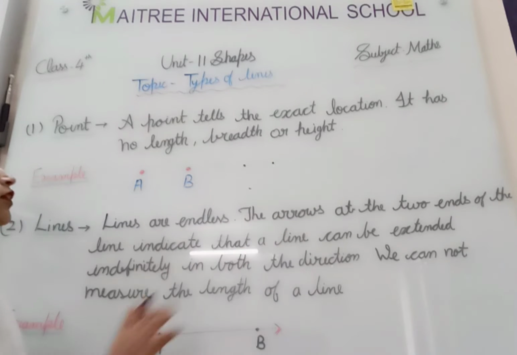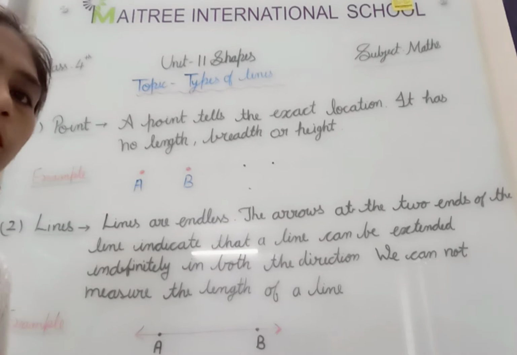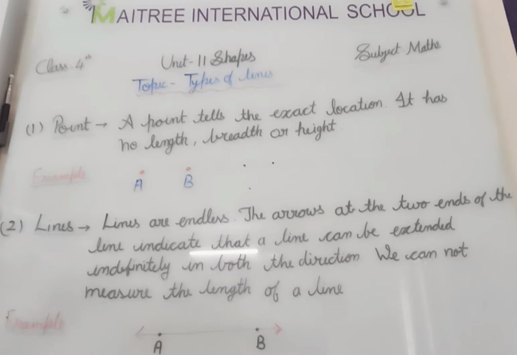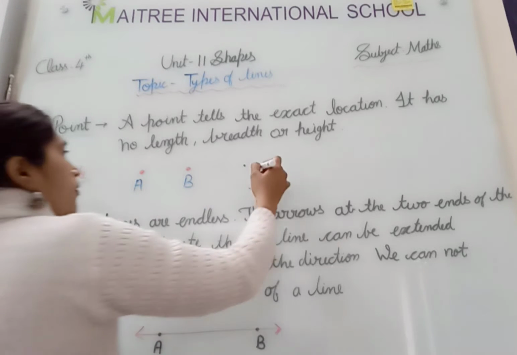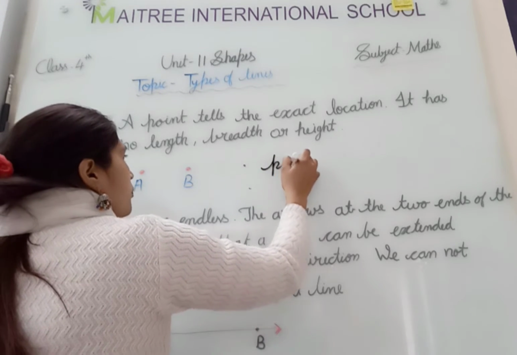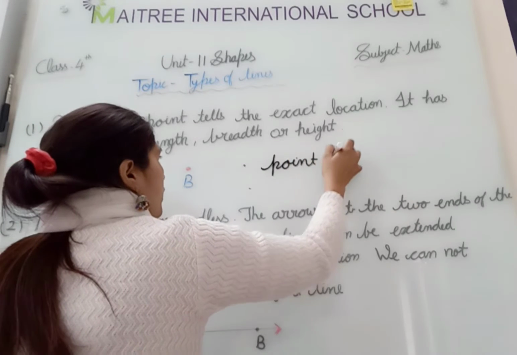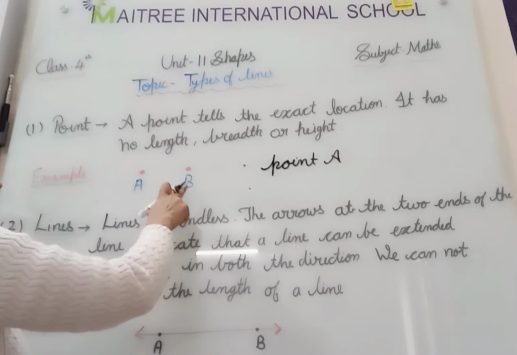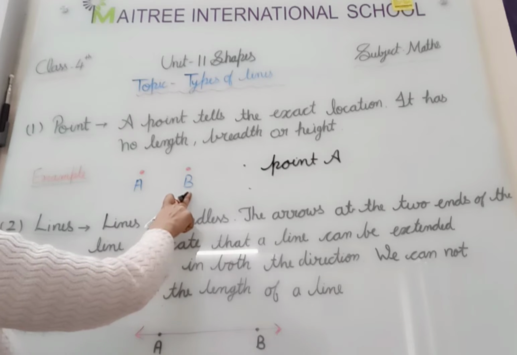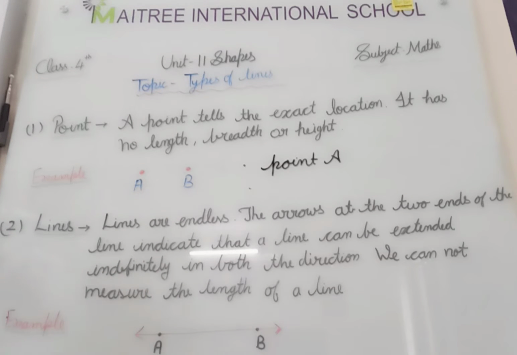It has no length, no height and no breadth. Yes. And how will we write this? We will call it, for example, if this is the point A and this is the point B. If I want to write this, how will we write this? Point A. Yes, if you want to write this, how will we read this? Point B. Got it? Now the second one is line.